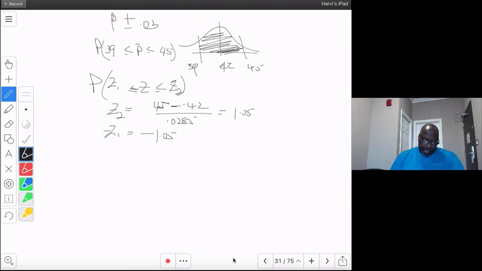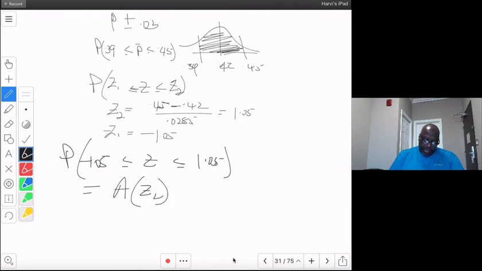And so, I am interested in the probability of Z being greater than or equal to negative 1.05 and less than or equal to positive 1.05. In which case, I would need the area associated with Z2 minus the area associated with Z1. Not too hard to see. So Z2 would give me all of the area to the left of 0.45. The area associated with Z1 will give me all the area to the left of 0.39. And if I subtract that area to the left of 0.39 from the area to the left of 0.45, I get what's in the middle. Just to demonstrate that, I'm going to use some different colors so you could see what I'm talking about.